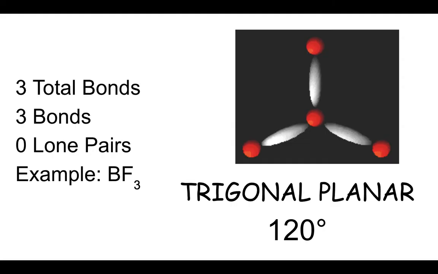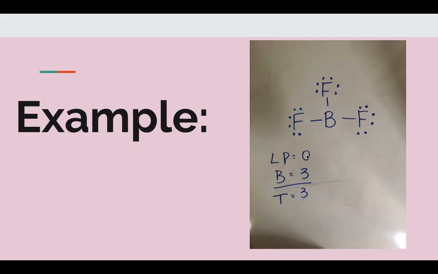Our second example is trigonal planar. It has 3 total bonds, 3 bonds, no lone pairs, and an example is BF3. We always look at that center atom. Boron is our central atom. We have 3 bonds, 1, 2, 3. There are no lone pairs on boron, so the total is 3. The lone pairs on fluorine do not count when taking into account the molecular shape.